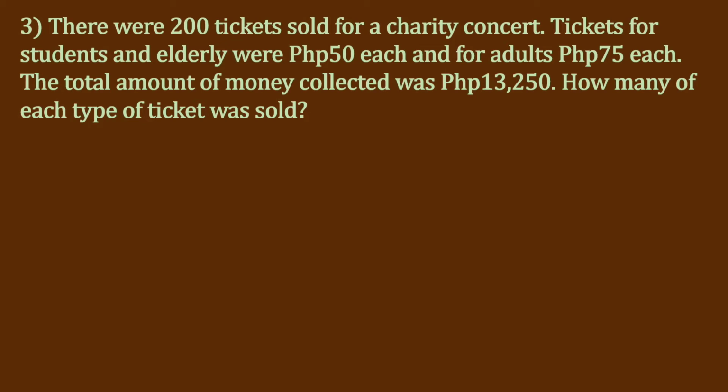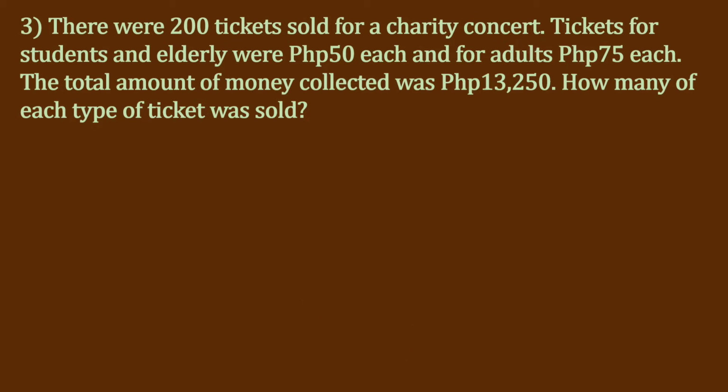So what we do not know here is the number of student tickets and adults ticket. So as we can see here that 50 pesos is the cost of tickets for students and elderly. Okay? So that means meron silang discount na po. There are only two kinds of tickets here. Those which cost 50 pesos and then the other one which costs 75 pesos for adults.